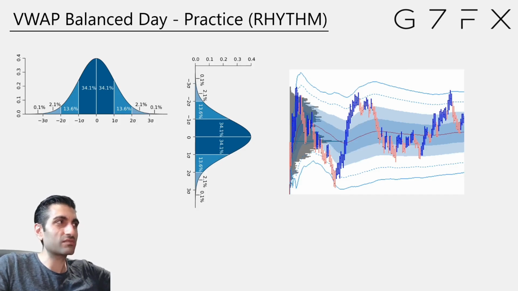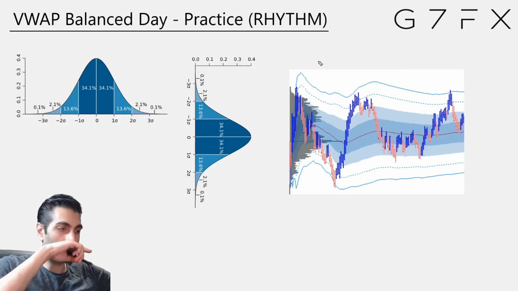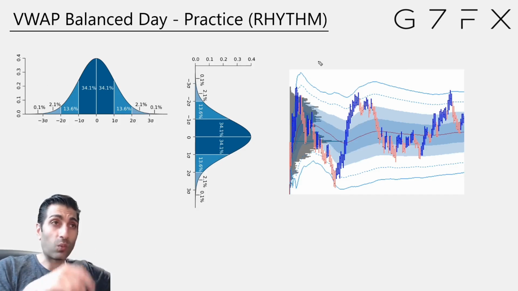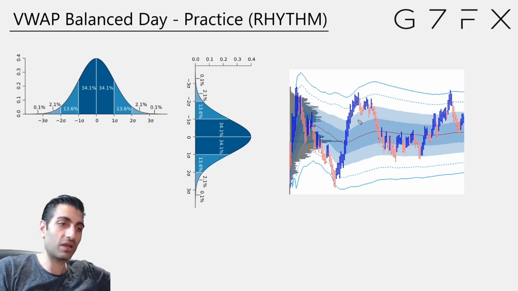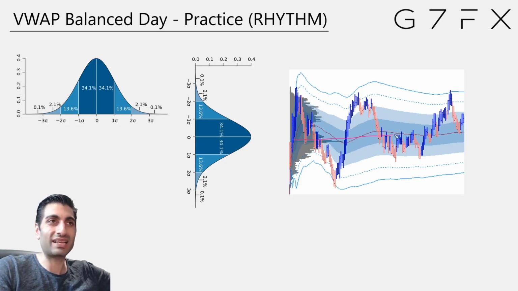So look, I think I've pretty much showed you what a balanced day looks like and why the VWAP is so powerful, because it's a good way of identifying a balanced day, a balanced week, a balanced month, a balanced year, and thinking about how can we trade this. Where's investors' perception of value? Well, it's clearly very centralized. So every time it goes out, they're going to go back to this fair value.